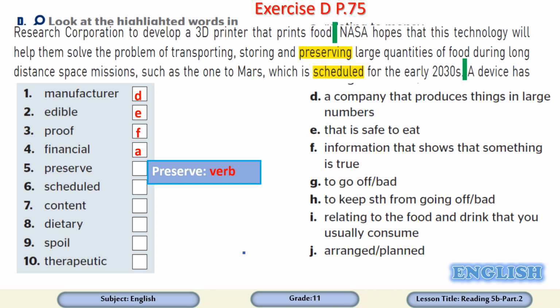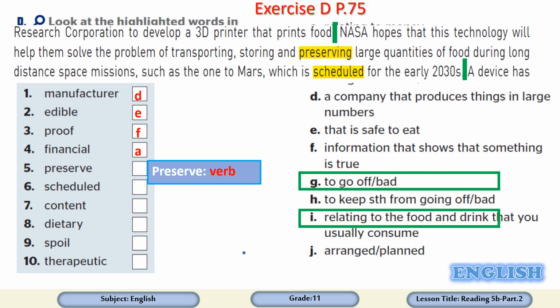Let's look at the definitions and decide which ones refer to verbs. We have two of them, by the way. Very good. We have G, to go off or to go bad. And number 2 is very good. H, to keep something from going off or going bad. So what can be the definition of preserve here? Excellent. It's H, to keep something from going off or going bad.